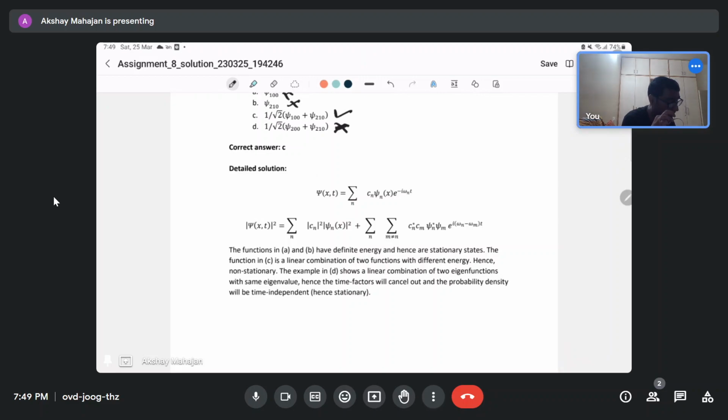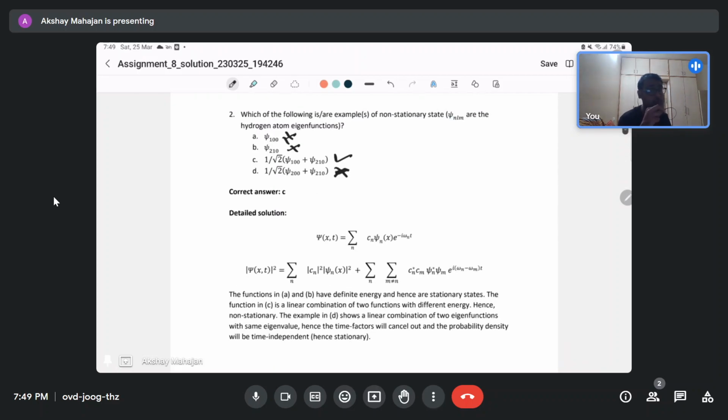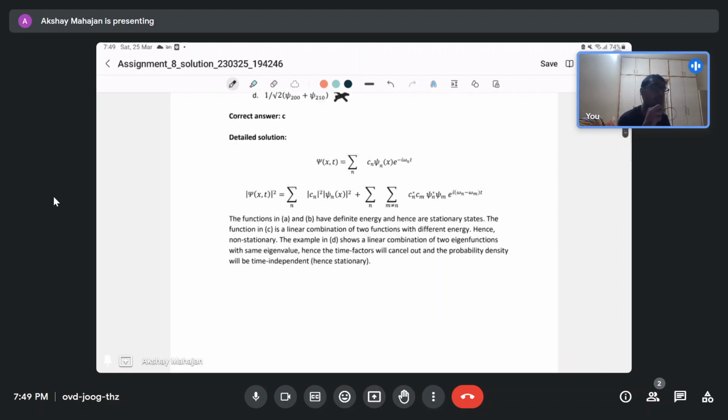The functions in A and B have definite energy and hence are stationary states. The function in C is a linear combination of two functions with different energies, hence it is non-stationary. It is a linear combination of two functions with different energies, so its energy is not fixed. In a stationary state, the probability density and the energy of the state will be fixed. The example in D shows a linear combination of two eigenfunctions with the same eigenvalue, hence the time factors will cancel out in the probability density.